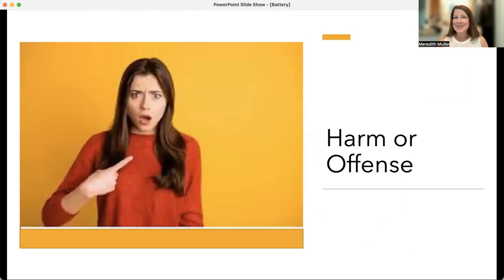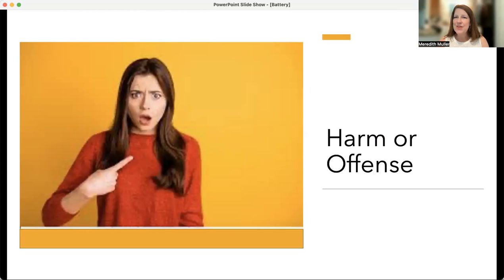Harm or offense. Here's the key. Again, you do not have to intend harm or offense. You only have to intend the harmful or offensive contact. The contact has to result in harm or offense. Harm is easy. You have a broken leg, you're missing a front tooth, you're bleeding. That's physical harm.